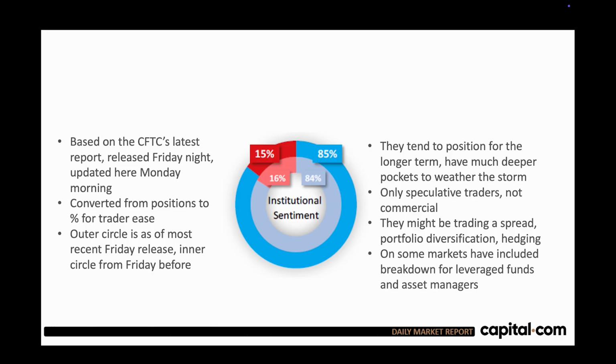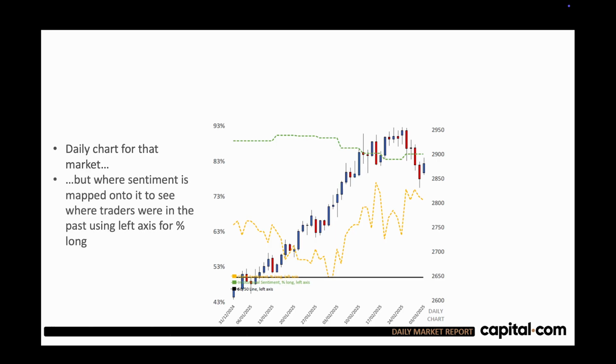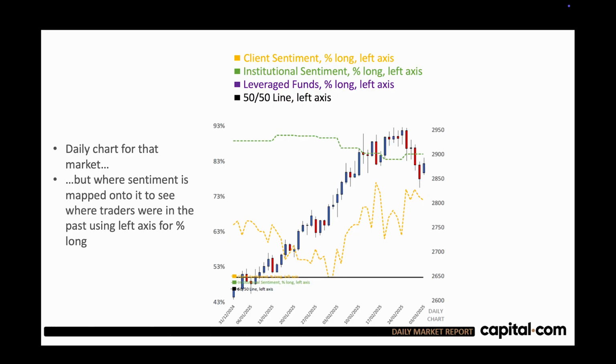But we're not quite done yet when it comes to sentiment, because the daily chart that you see in the middle of the report has sentiment mapped onto it. That way you can see where traders were in the past. The right axis is price, the left axis is percent long, and that's based on the dotted line. The green dotted line is for institutional sentiment, the yellow dotted line is for client sentiment, and where applicable, the purple dotted line is for leveraged funds.